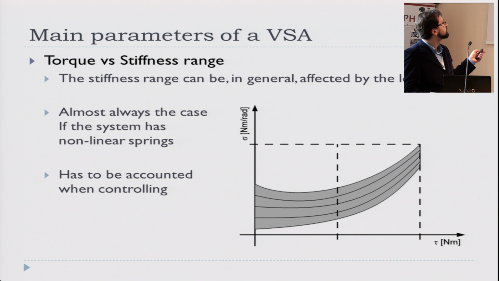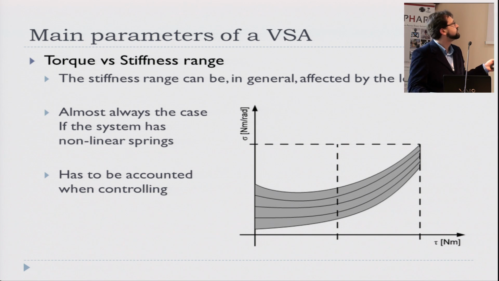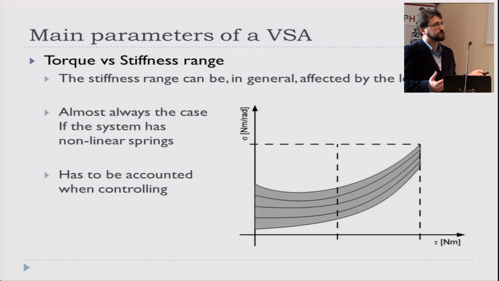But for torque versus stiffness, the stiffness range in general is affected by the load. This is almost always true if the system has nonlinear springs, for example. The more you load the springs, the more the system usually stiffens. And this is very important because it also has to be accounted for when you are controlling the system.